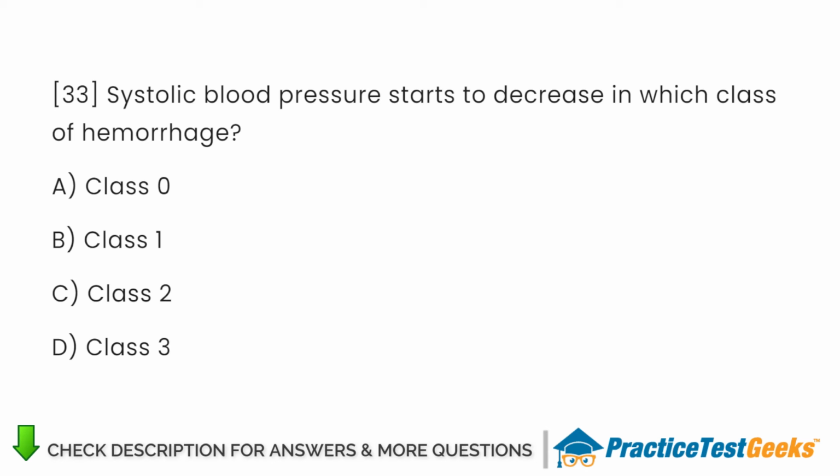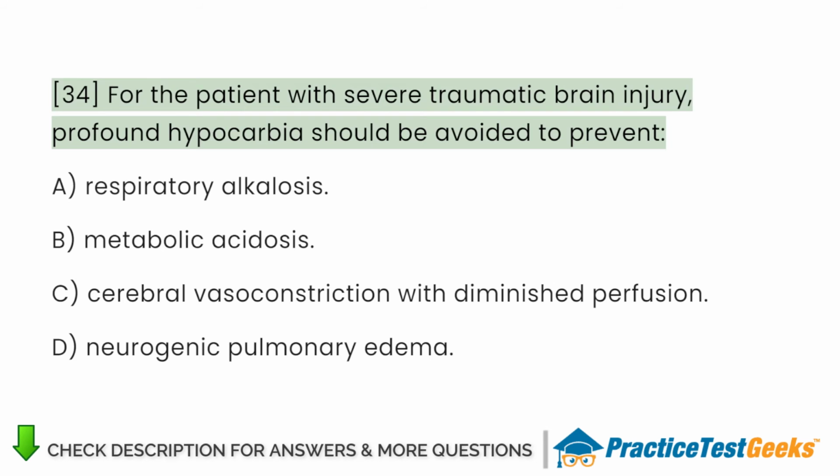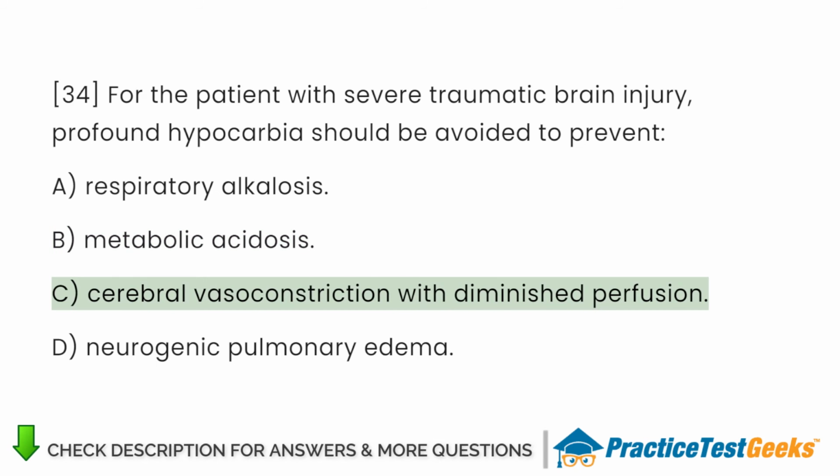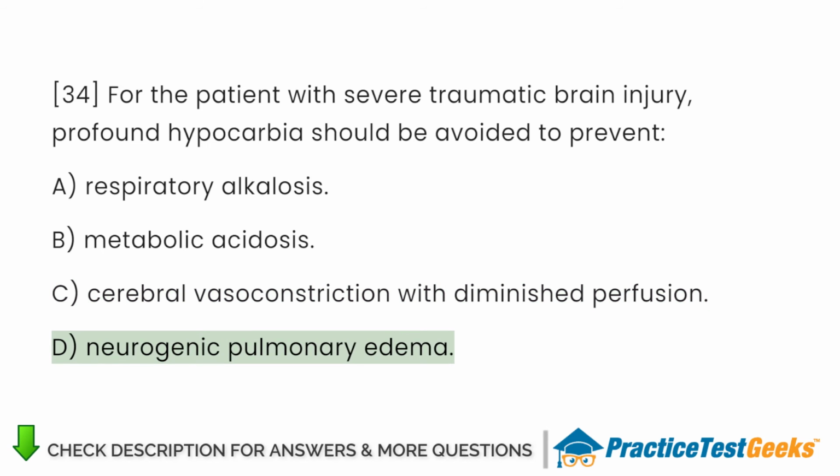For the patient with severe traumatic brain injury, profound hypocarbia should be avoided to prevent A. Respiratory alkalosis, B. Metabolic acidosis, C. Cerebral vasoconstriction with diminished perfusion, D. Neurogenic pulmonary edema.